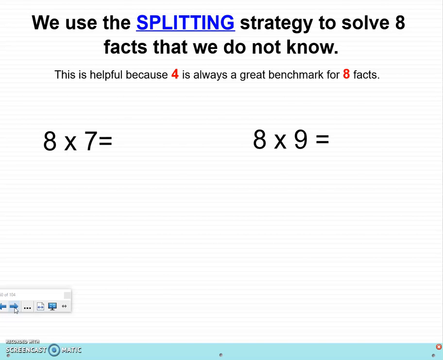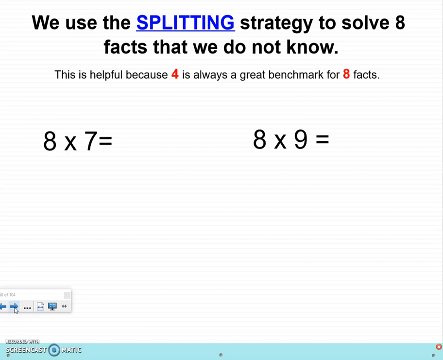So just like with less area compare and more area compare, when students are attempting to apply the splitting strategy, a lot of times they don't know when to use it, and they have a hard time determining a benchmark fact to use with it. And so I think it's really helpful to intentionally teach students what factors the splitting strategy is really useful for.